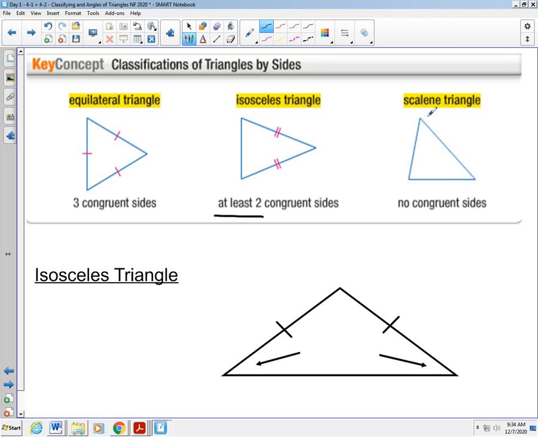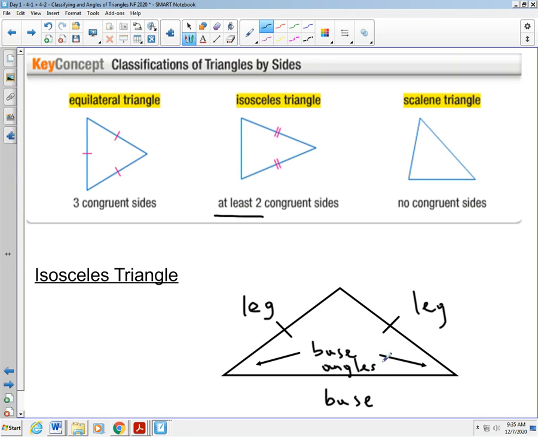And the third type is the scalene triangle. In a scalene triangle, all sides have different lengths. In other words, no congruent sides. In an isosceles triangle, this is called a leg. The two equal sides, the two congruent sides, are called legs. This one is called the base. And the two angles you see are called base angles. Okay, base angles.